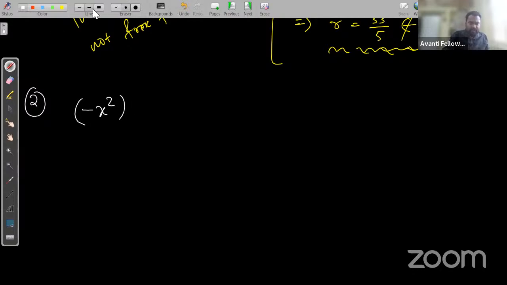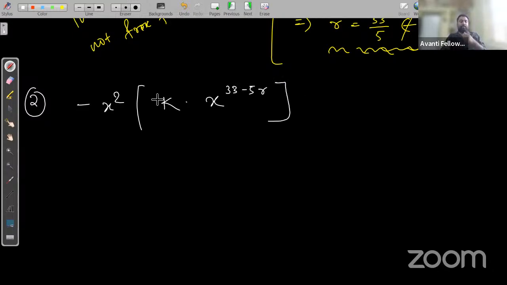Just we can write this way. Minus x square into k into x to the power, that is 33 minus 5r, right? K into 33 minus 5r. Okay, so let's think about it.